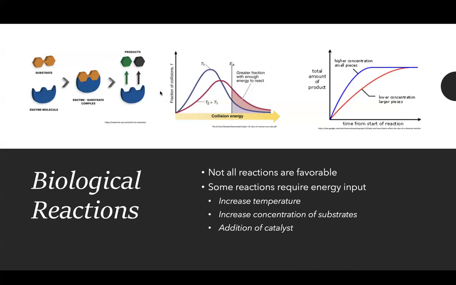We can also increase the concentration of substrates. So obviously, the more substrates we have present, the more likely they are to collide with each other and therefore react. And lastly, we can add a catalyst, which in nature or in living systems, catalysts are enzymes. So if we have an enzyme molecule and a substrate, they form an enzyme substrate complex, and the enzyme helps the substrates to react, and we get our final products.